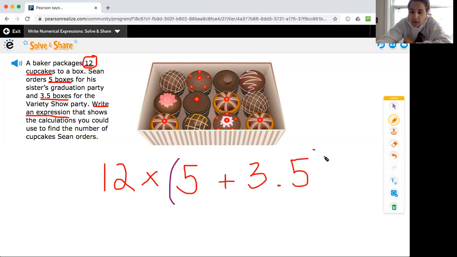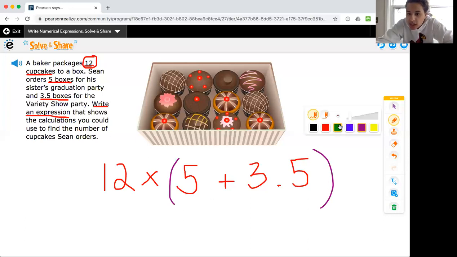Why do you think we're putting the parentheses around 5 plus 3.5? That's right. It's because you have to figure out how many boxes Sean is going to get first. And then once we figure that out, we're going to multiply that by 12 to figure out how many cupcakes. Does this problem say to find the number? It doesn't say to solve it, but we can since we're here.